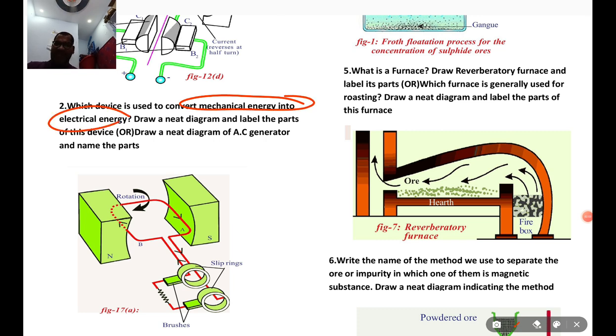So it is a generator. Which generator will you draw when this type of indirect question is given? You can draw either an AC generator or a DC generator, but if it explicitly mentions AC generator, you should draw only the AC generator. What is the difference between AC generator and DC generator? The only difference is that in an AC generator we have slip rings, right? But in a DC generator we don't have slip rings.